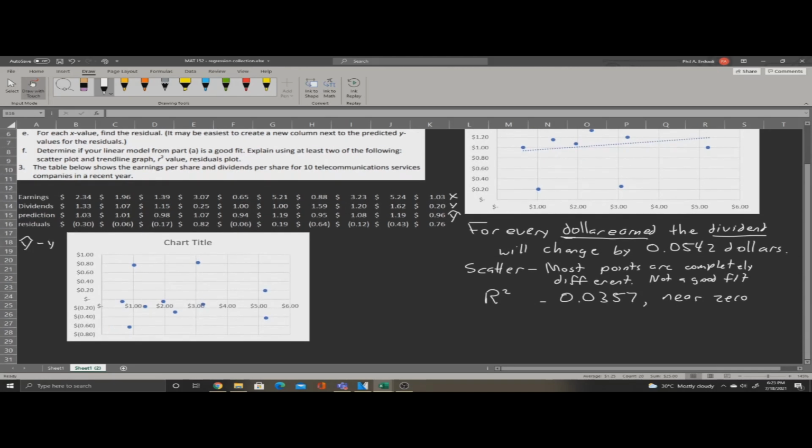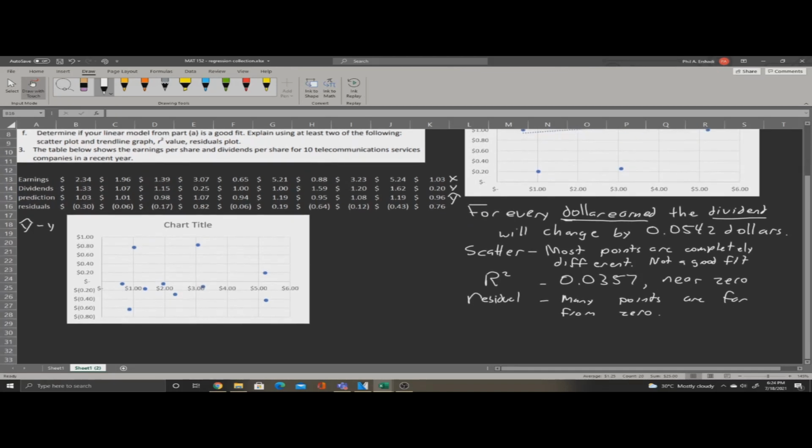If we look to our residual graphs, we see there are a few points that are near 0 on the residual graph, but a number of points that are completely different from what we expected based on our trend line. Based on this, we would say that our trend line is most likely not reliable. And it's likely not a good fit.